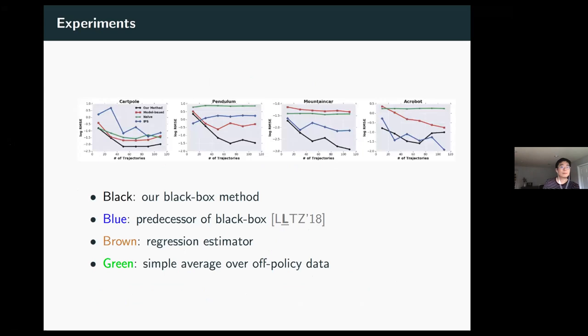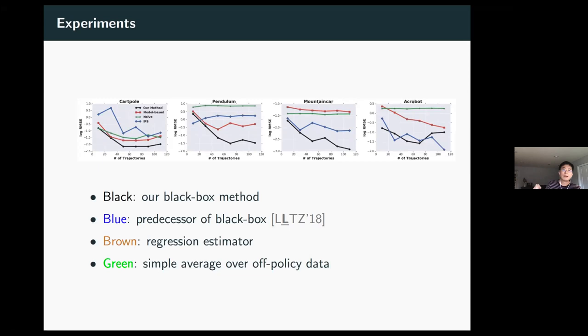So let me quickly show you some example experiments. These are pretty standard benchmark problems in reinforcement learning: CartPole, Pendulum, MountainCar, Acrobot. We compared four methods. The black one is our black box method. The y-axis measures the root mean square error, and the x-axis is the number of trajectories, so you can think of it as data points. The lower the better for the y-axis.